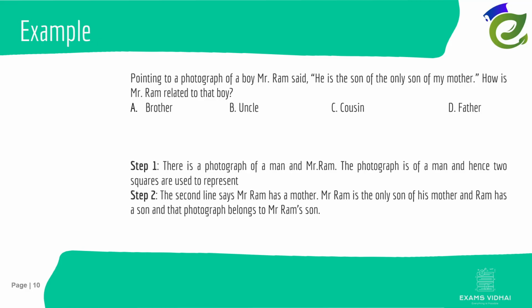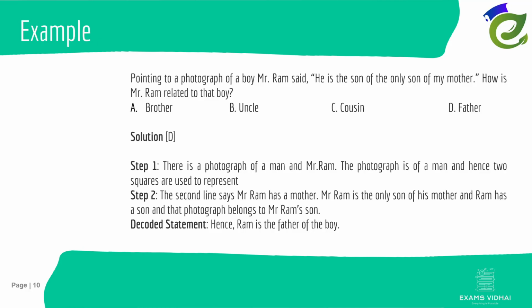Step 2. The second line says Mr. Ram has a mother. Mr. Ram is the only son of his mother and Ram has a son, and that photograph belongs to Mr. Ram's son. So, the decoded statement will be, hence, Ram is the father of the boy.